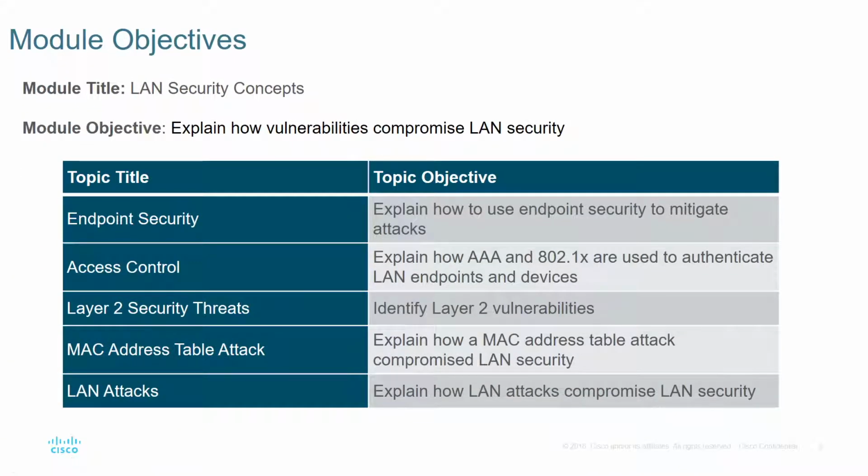So the objective this week is to explain how vulnerabilities compromise LAN security. We'll explain how to use endpoint security to mitigate attacks. Explain how AAA and 802.1X are used to authenticate LAN endpoints and devices, to identify layer 2 vulnerabilities, and explain how a MAC address table attack compromises LAN security, and explain how LAN attacks compromise LAN security.